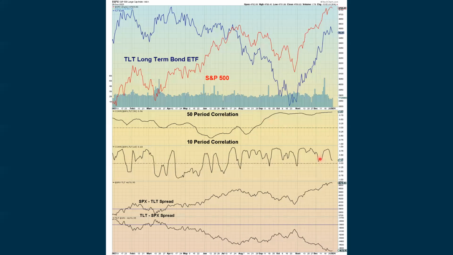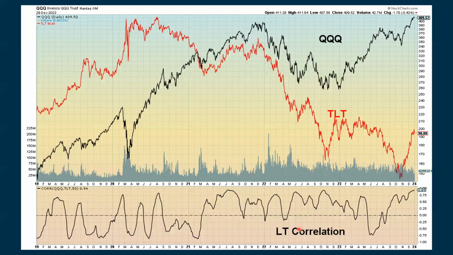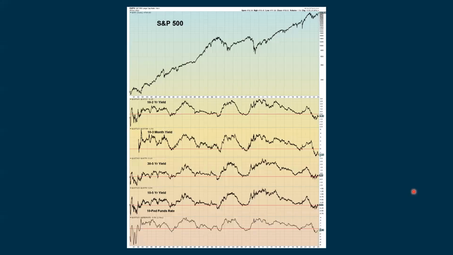Then we can look at the shorter-term relationship based on 10 periods. That is not as strong as it has been. A lot of times it will get stronger than what we're seeing right now. Then down on the bottom are a couple of different ways to measure the spread between the two. And then we look at the correlation between the Qs and the long-term bonds, and they're having a pretty strong tendency to go in the same direction. So if the NASDAQ 100 is going up, chances are the price of bonds are also going up as well, longer term.